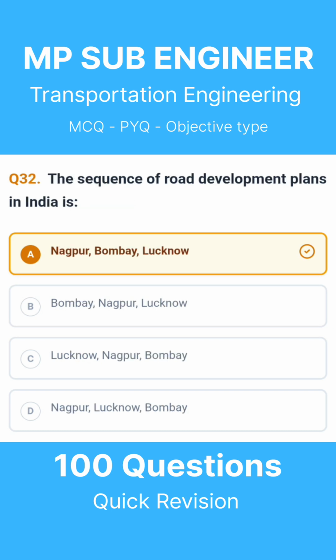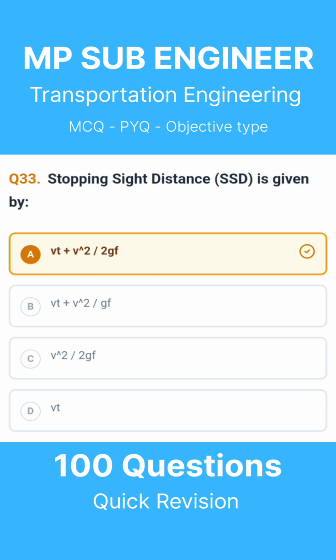Question 32. The sequence of road development plans in India is. The correct answer is Nagpur, Bombay, Lucknow. Question 33. Stopping sight distance (SSD) is given by. The correct answer is Vt plus V² divided by 2gf.